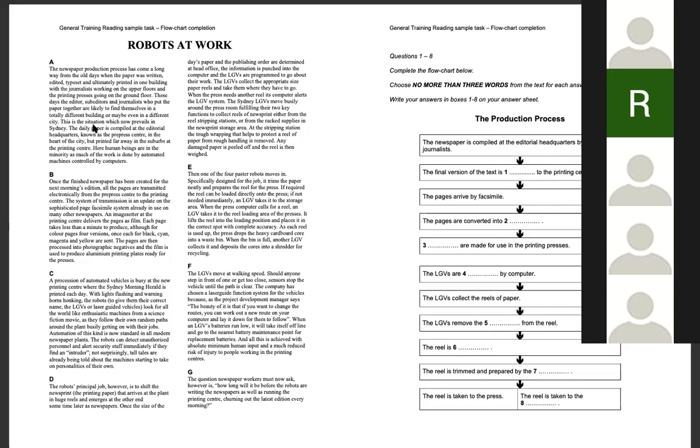Then this is the situation which now prevails in Sydney. Okay, same situation in Sydney. The daily paper is compiled at the editorial quarters known as the pre-press center in the heart. Here, human beings are a minority as much of the work is done by automated machines controlled by computer.